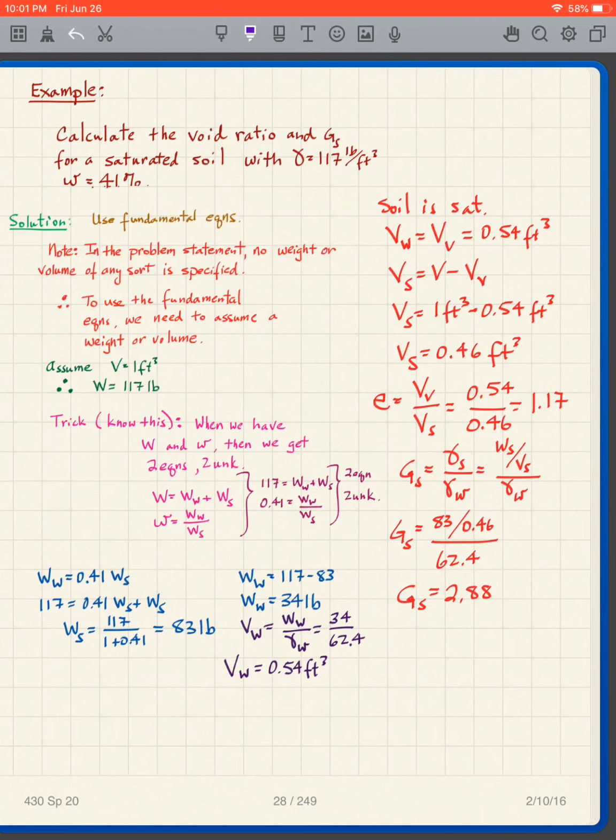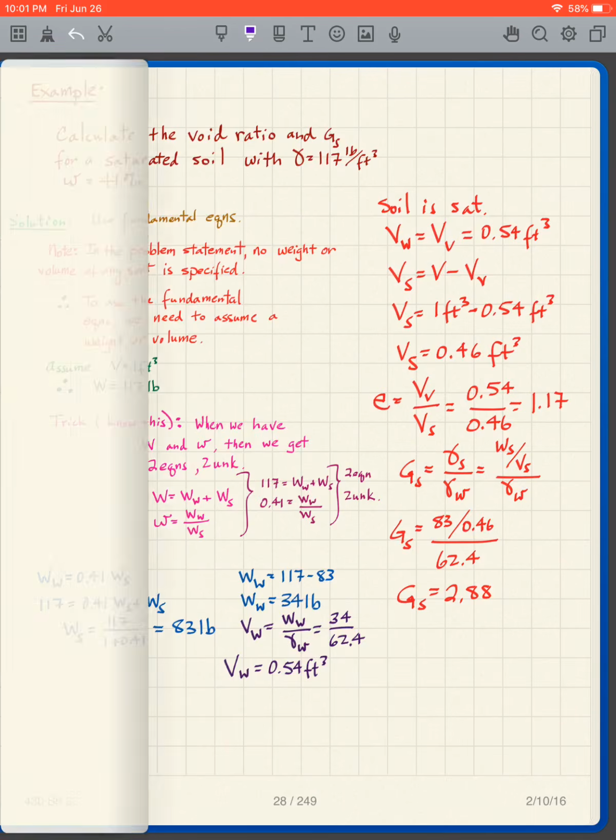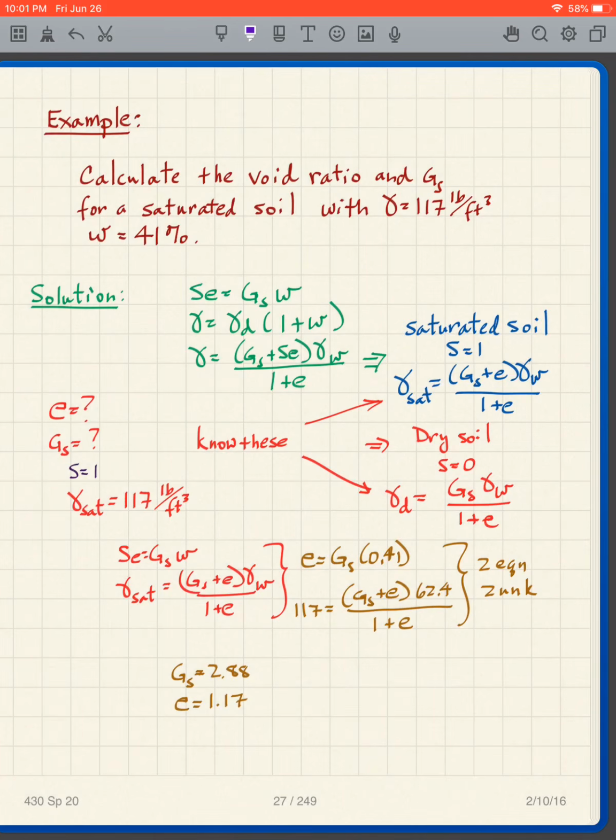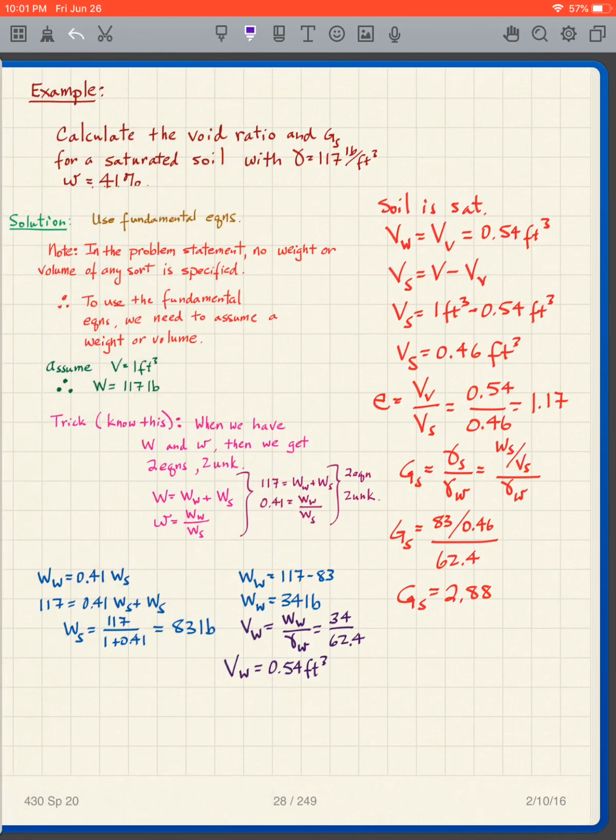So, two ways to work this problem. One way is to use the shortcut equations. Here, get two equations, two unknowns. If you know your shortcut equations, you can do that. Otherwise, you have to go back. You have to go to the basics and get weights and volumes. Most of the time, the shortcut equations are faster and simpler. And that's why the shortcut equations are helpful. But if not, you can go to the basic equations, get your weights and volumes.